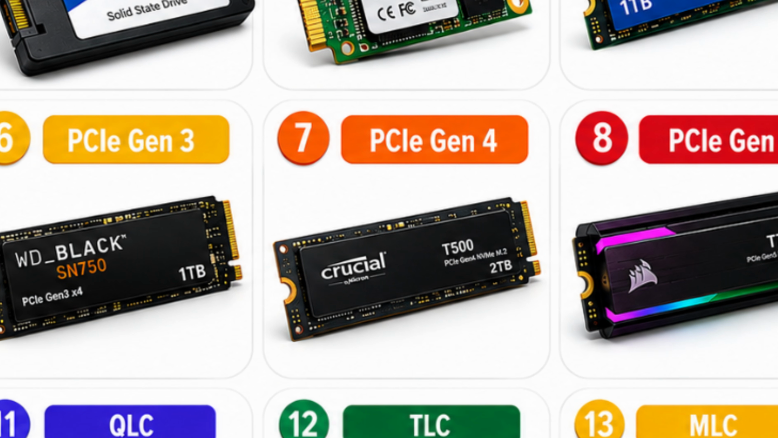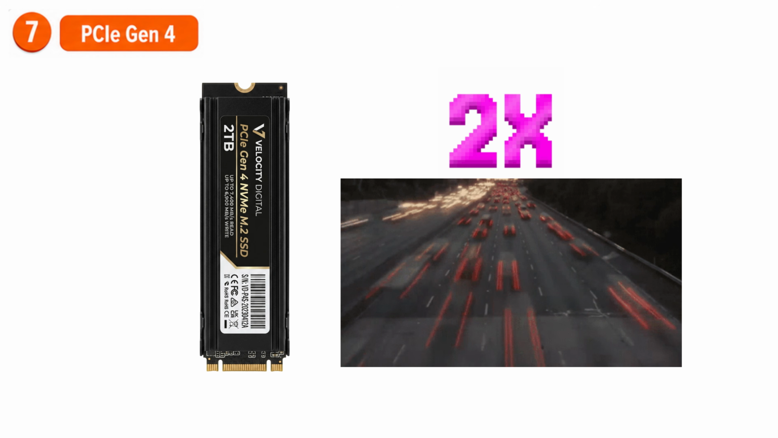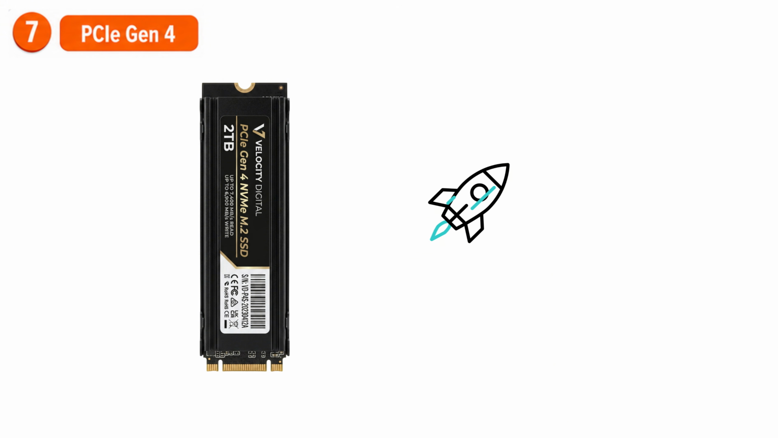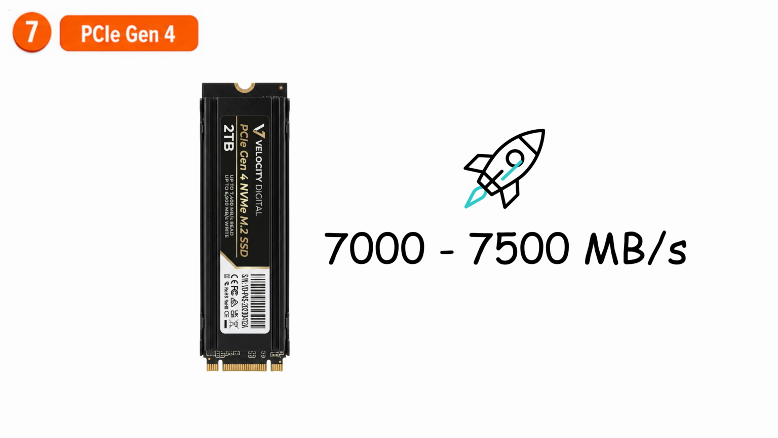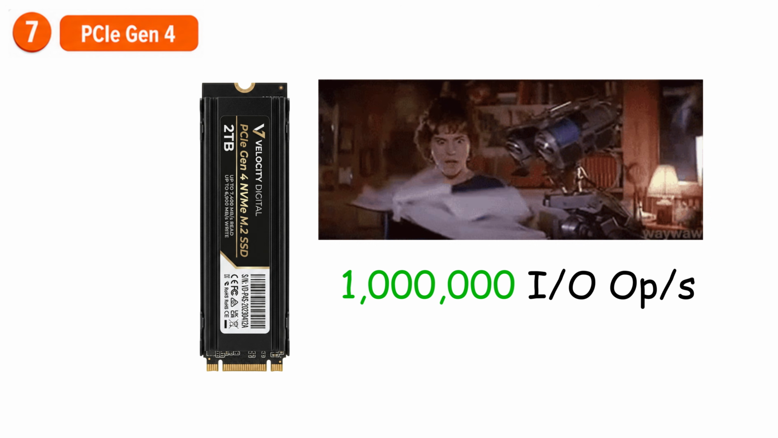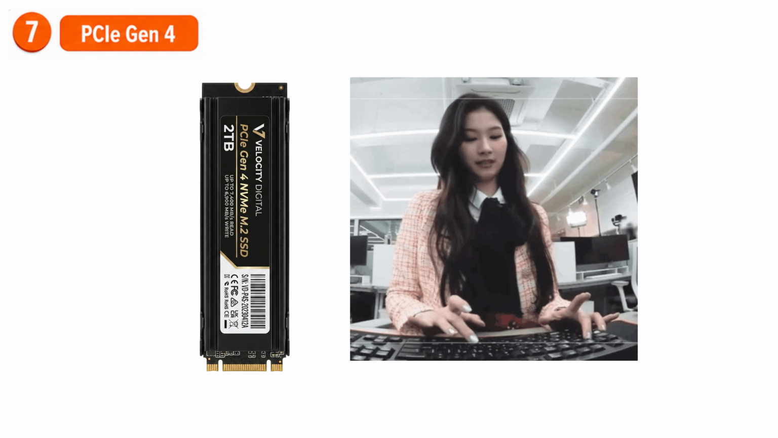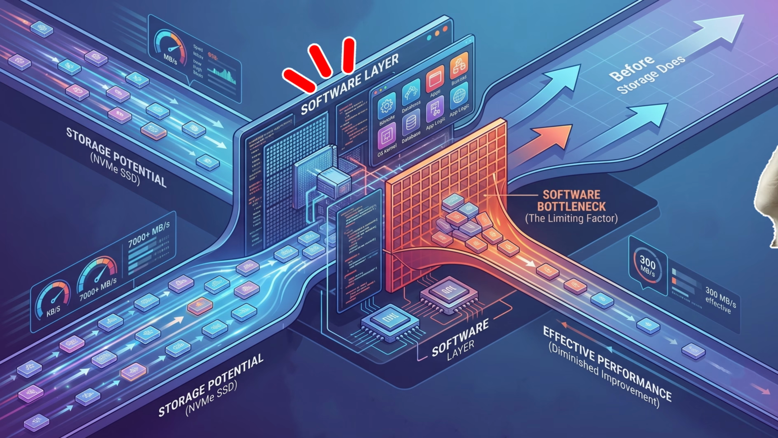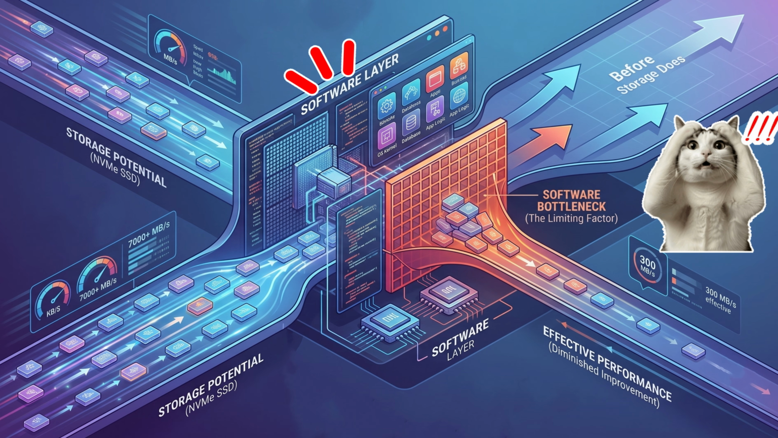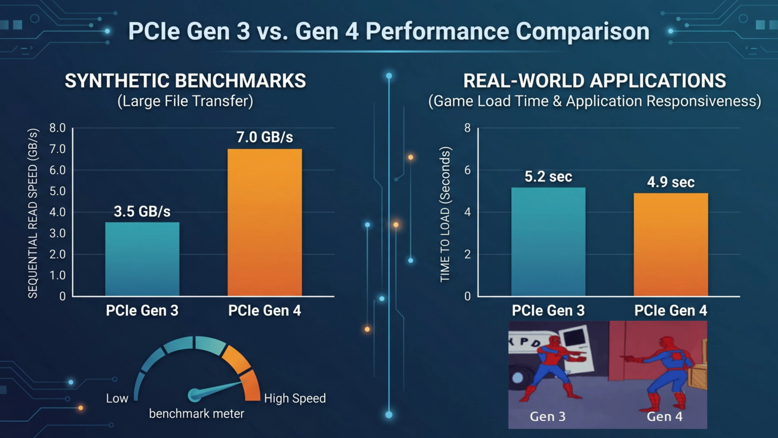PCIe Gen 4. This version doubles the per-lane bandwidth compared to Gen 3. High-end Gen 4 SSDs typically achieve read speeds between 7,000 and 7,500 megabytes per second, along with over 1 million input-output operations per second. When transferring large files, speeds can be nearly double that of Gen 3. However, for many routine tasks, the improvements are less pronounced, as software often becomes the limiting factor before storage does. This discrepancy is why benchmark results can appear significantly different, while real-world performance differences may seem modest.